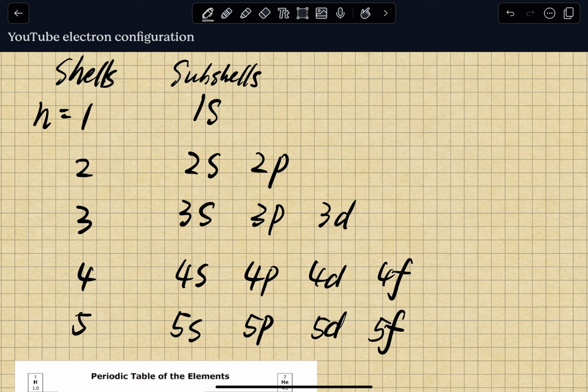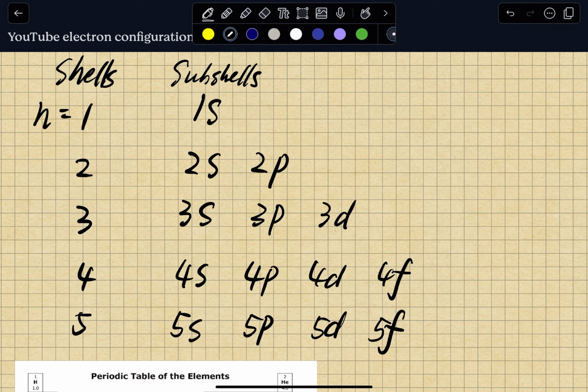And then the D subshell has 5 orbitals, so it can have up to 10 electrons, right? And then the F subshell has 7 orbitals. That gives 14 electrons maximum. All right, so that's the idea of subshells. So let's see how we write the electron configuration.